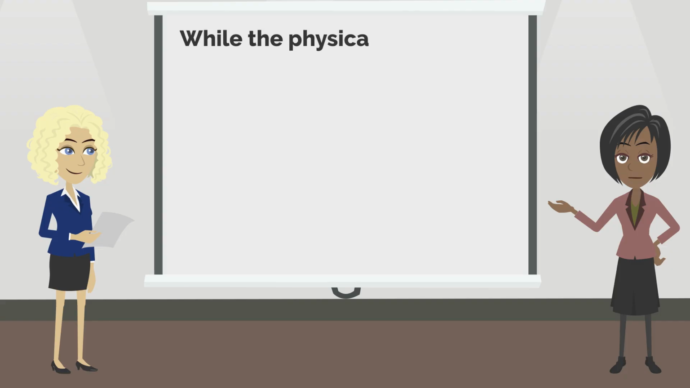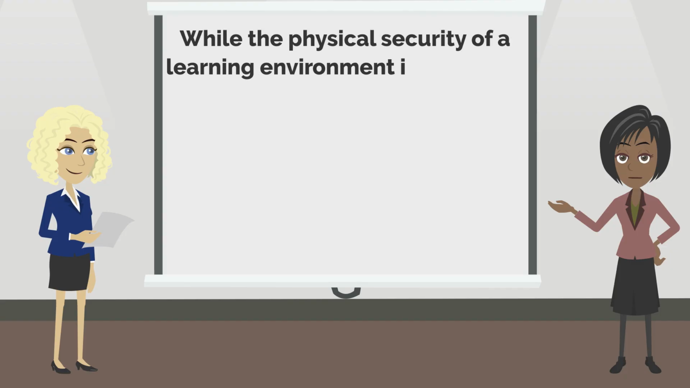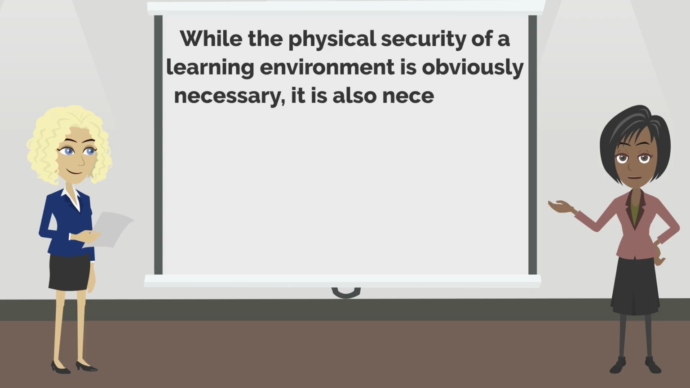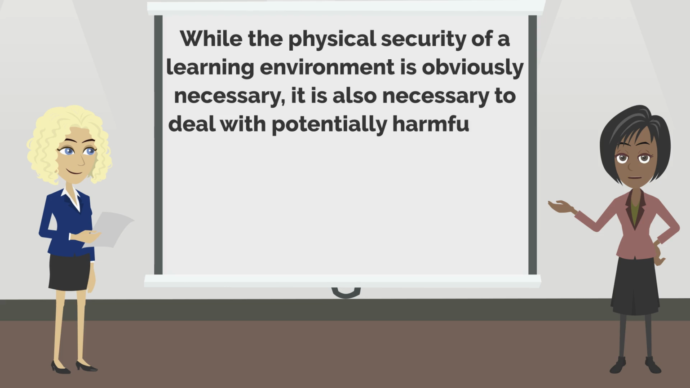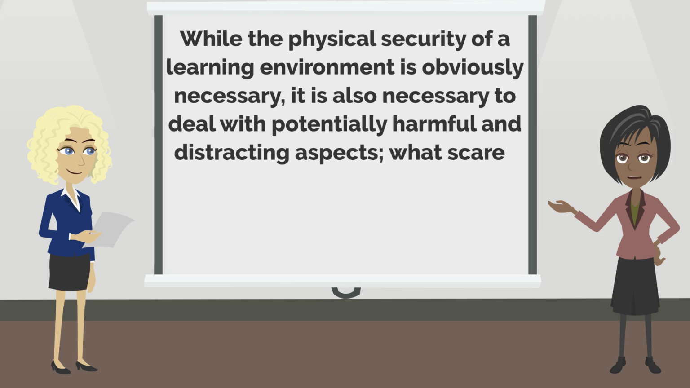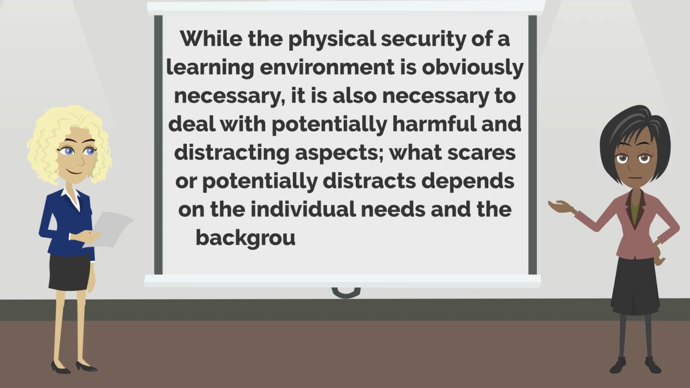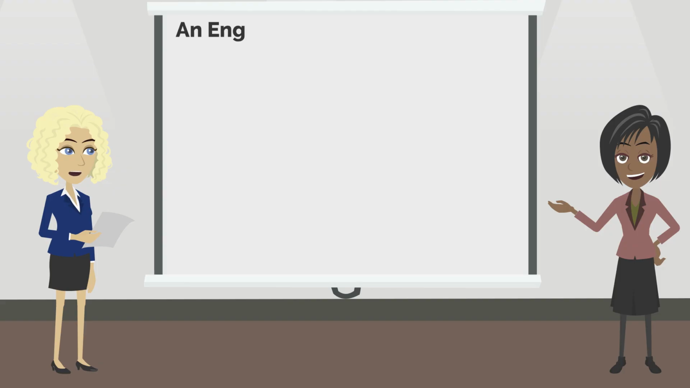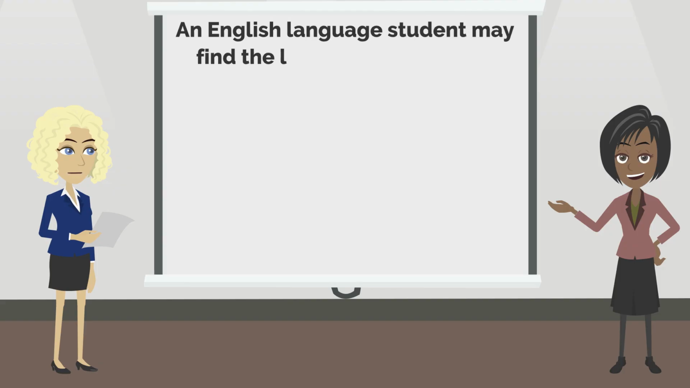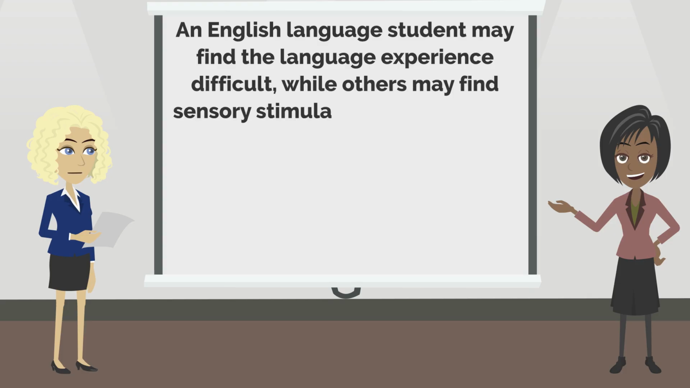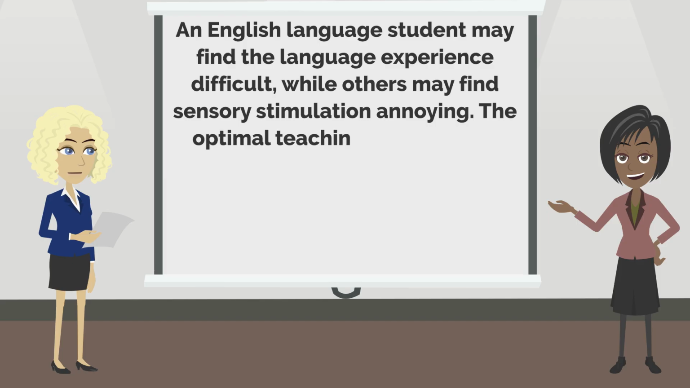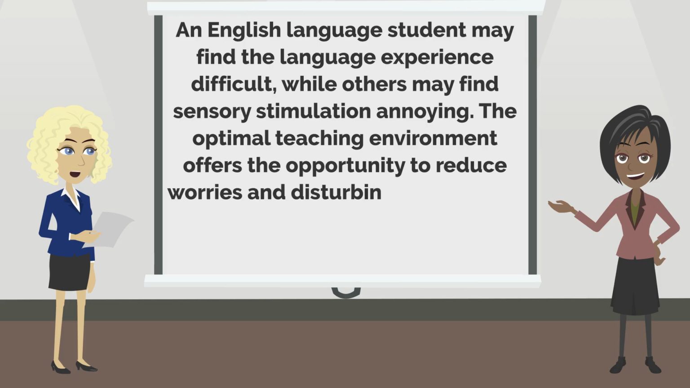While the physical security of a learning environment is obviously necessary, it is also necessary to deal with potentially harmful and distracting aspects. What scares or potentially distracts depends on the individual needs and the background of the students. An English language student may find the language experience difficult, while others may find sensory stimulation annoying. The optimal teaching environment offers the opportunity to reduce worries and disturbing situations in order to create a safe space in which learning can take place.